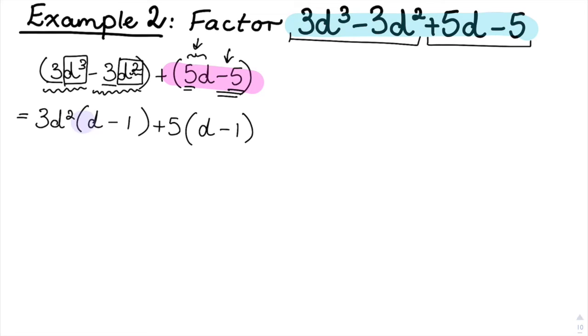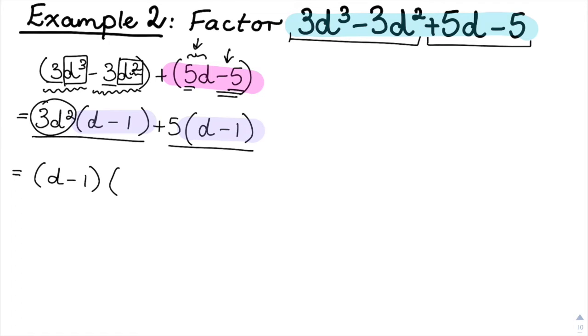What you might have noticed again is that we've got a common factor here. So let's bring that out the front and write it down. So d minus 1 is our common factor. And then all we really need to do is just pick up our leftovers and pop them in a set of parentheses on their own. And there you have it.